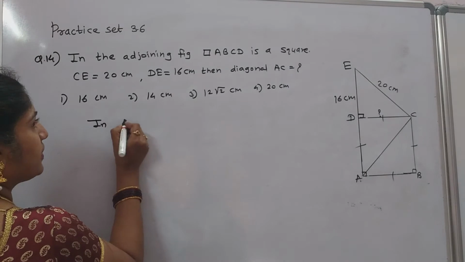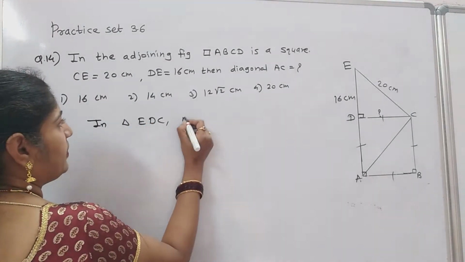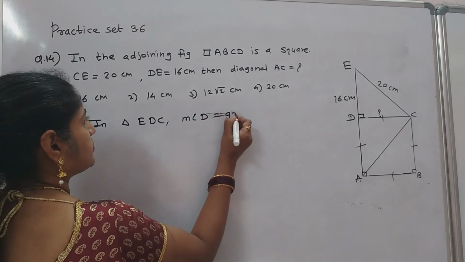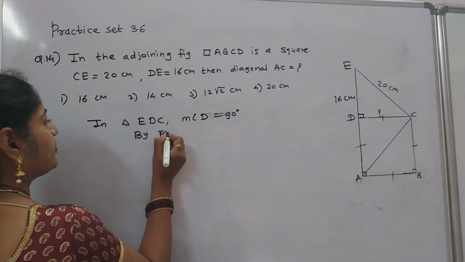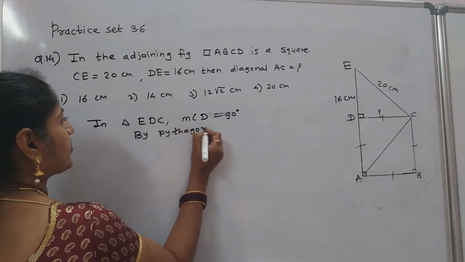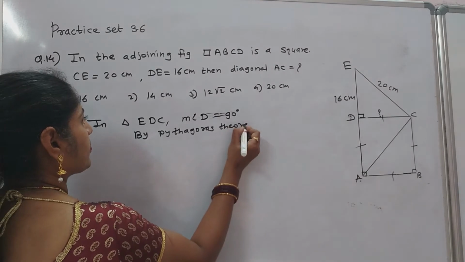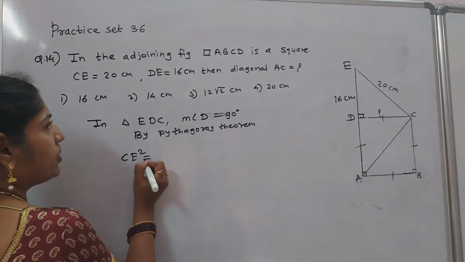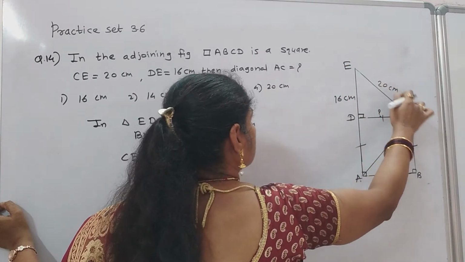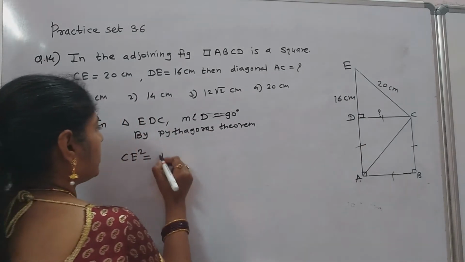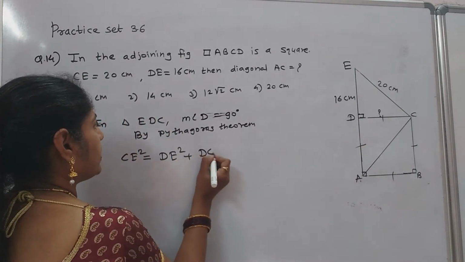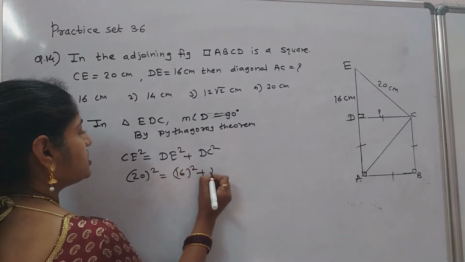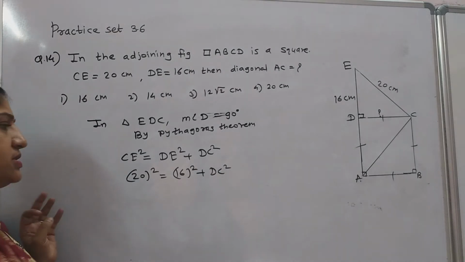In triangle EDC, measure of angle D equal to 90. By Pythagoras theorem, find out the DC. That is CE square, hypotenuse side square, equal to DE square plus DC square. 20 square equal to 16 square plus DC square. This is the Pythagoras theorem.